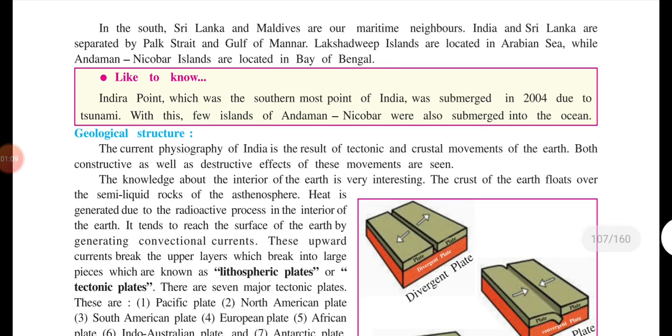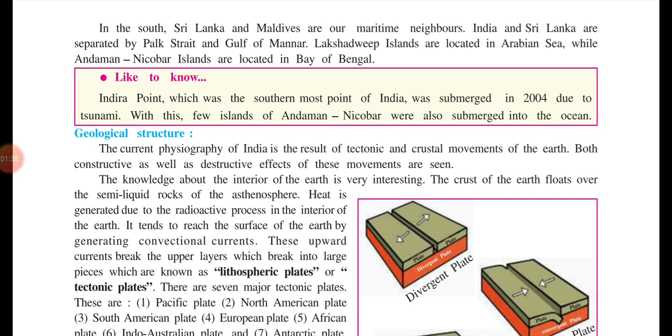Indira Point, which was the southernmost point of India, was submerged, means it was overflowed, in 2004 due to the tsunami. With this, a few islands of Andaman and Nicobar were also submerged into the ocean. They also went into the ocean.